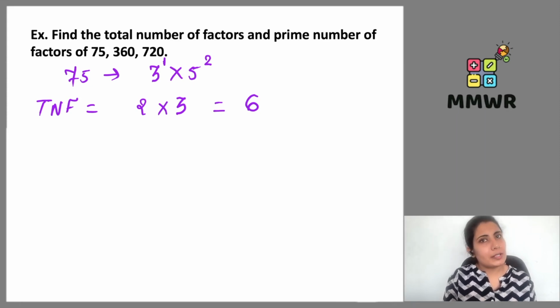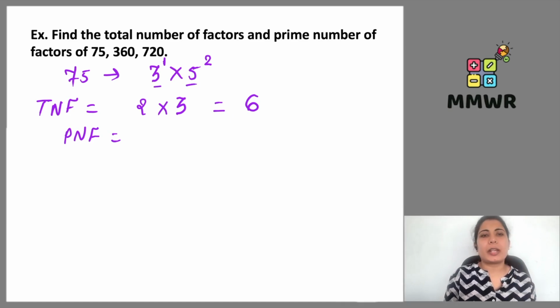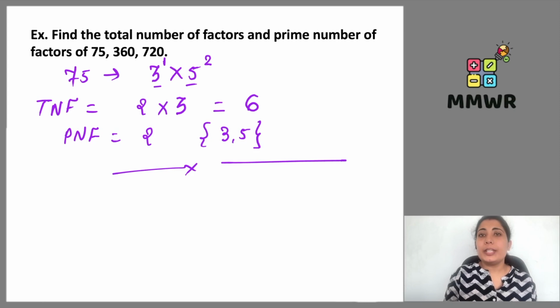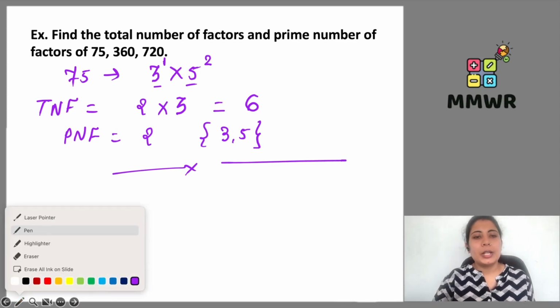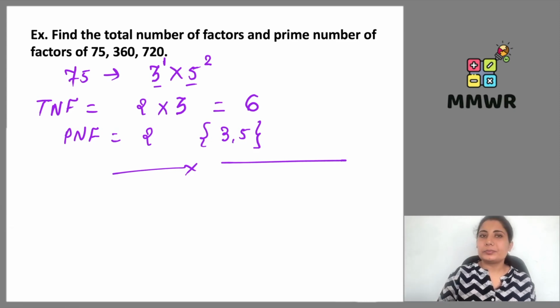You can list out the factors as well. Then we have the prime factors. How many prime factors are there of 75? Only 2 prime factors are there, and they are 3 and 5. This way, we applied the shortcut method to get our answer.